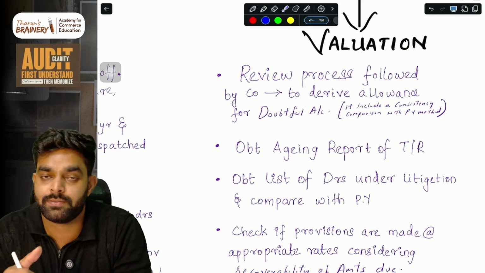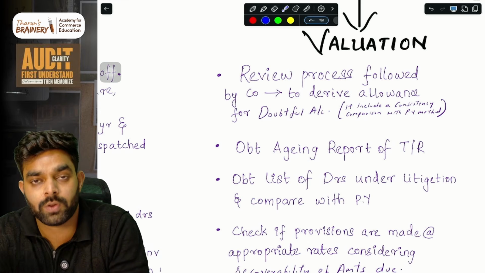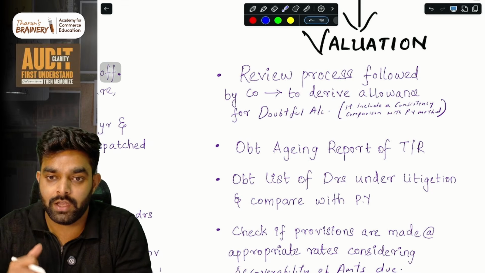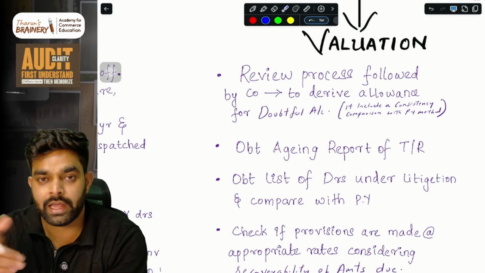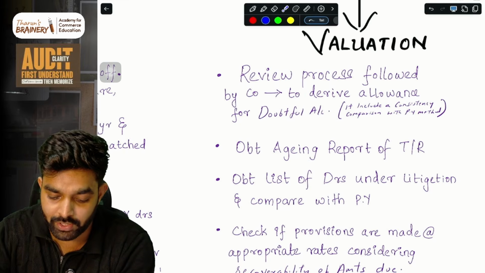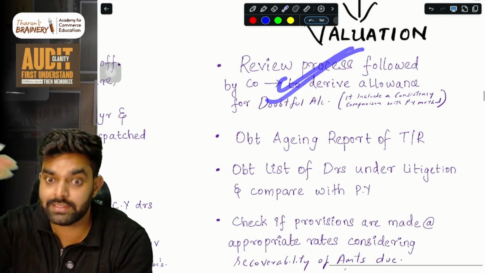All the debtors that have not been paid for more than 6 months, we will put a provision of 10%. All the other debtors which are outstanding for more than 1 year, we will put a provision of 50%. On what basis, what process are they following? You have to check that.